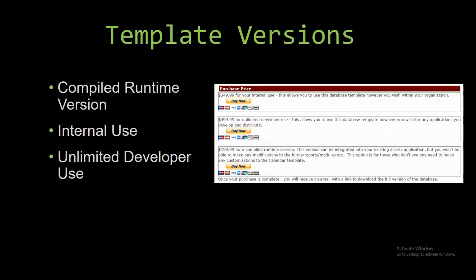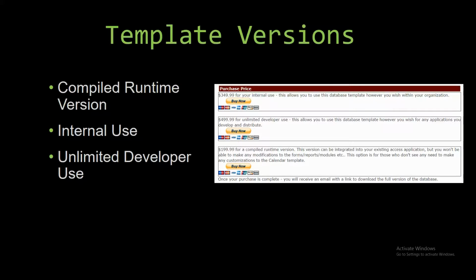With most of our templates that we offer, there are 3 different versions that you can purchase. A compiled runtime version, one for internal use, and one for unlimited developer use. The compiled runtime version is a run-as-is version without the paid full version of Microsoft Access using free Access runtime from Microsoft. It can be integrated into your existing Access application, but you will not be able to make any modifications to the forms, reports, modules, etc. This option is more for those of you who don't see any need to make any customizations to the template.